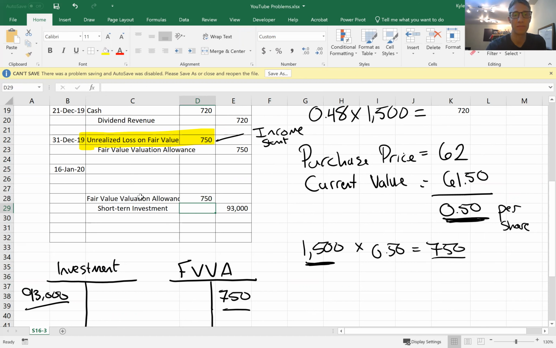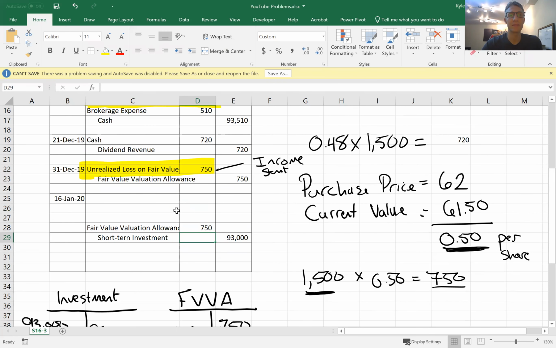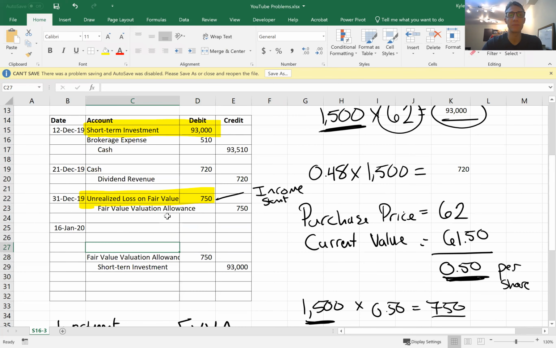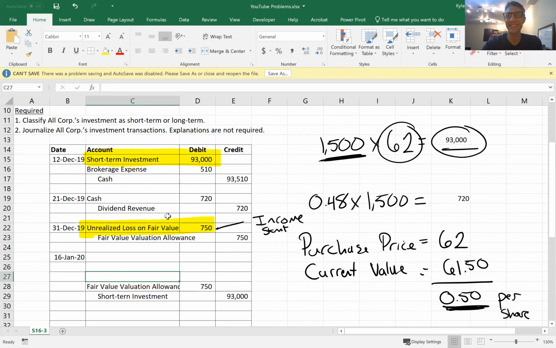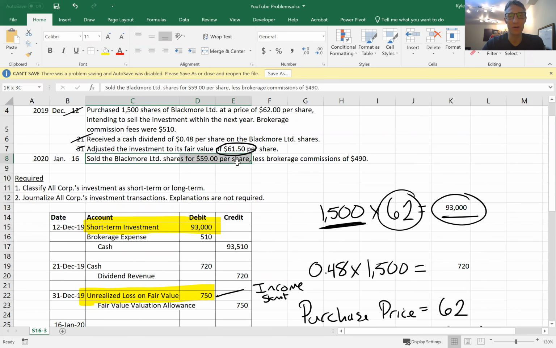Okay, so I've debited this by $750, which now means it's zero. And I've credited this by 93,000, which now means it's zero. So what's left should be easy to recognize. If they're selling this, they're getting cash for it, right? Cash is going to go up.